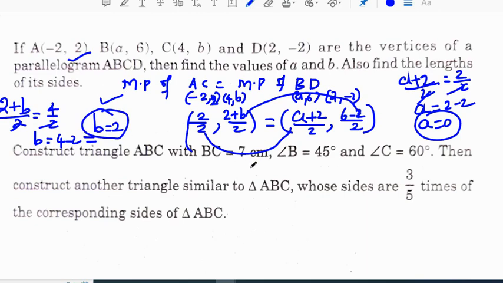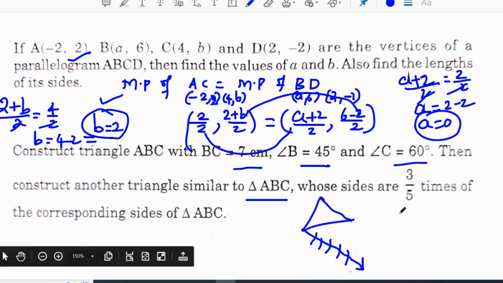70th question. Construct a triangle ABC. BC is 7 centimeters, angle B 45, angle C 60. Then construct another triangle similar to triangle ABC whose size is 3 by 5 of the given triangle. As the denominator 5 is greater, the triangle lies inside the given triangle. Join the fifth part and draw a parallel line from the third point. So this is our required triangle.